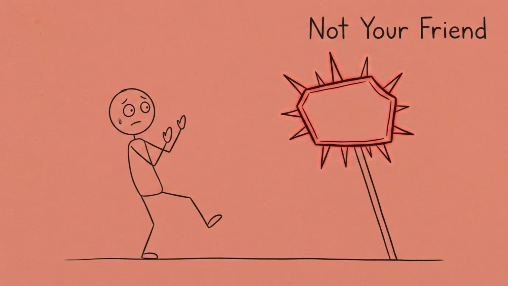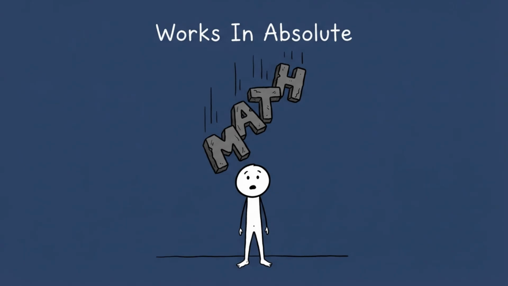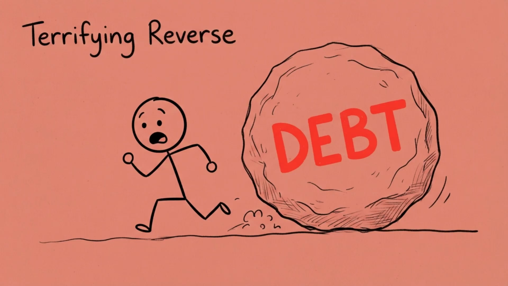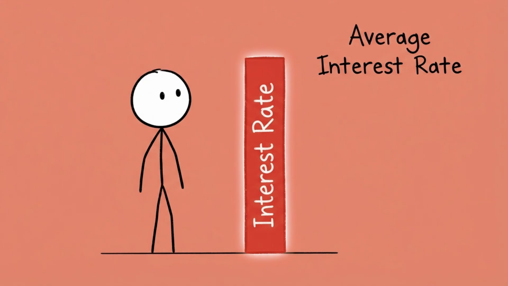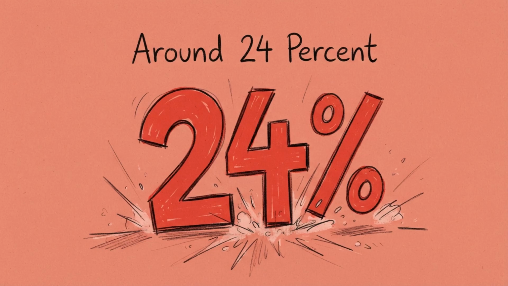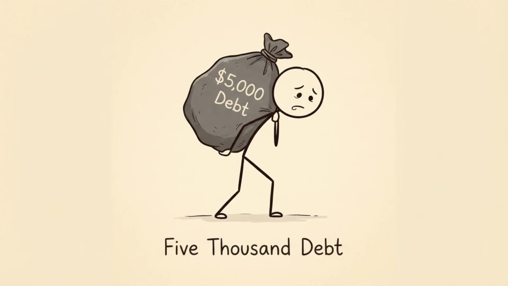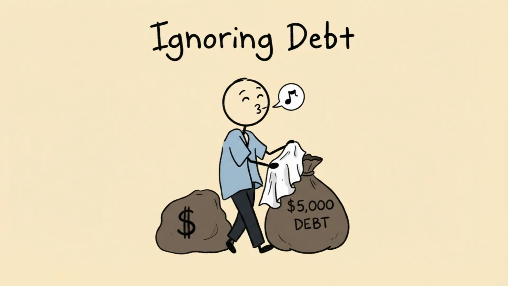But the Rule of 72 isn't always your friend. This rule works in absolute terrifying reverse when it comes to debt. This is why we focus so much on avoiding high-interest consumer debt on this channel. Let's look at credit cards. The average credit card interest rate is currently around 24%. Let's say you have $5,000 in credit card debt that you are ignoring.